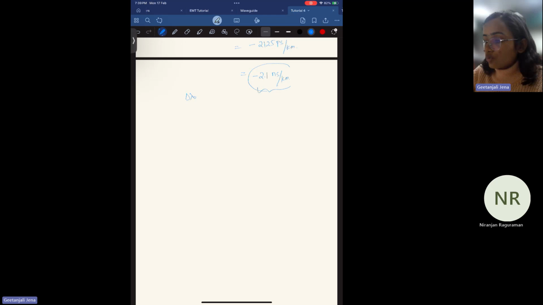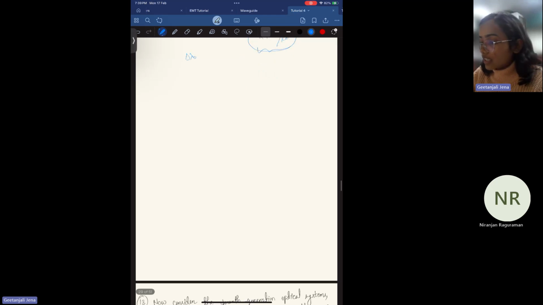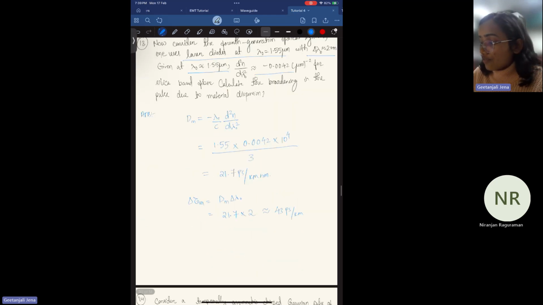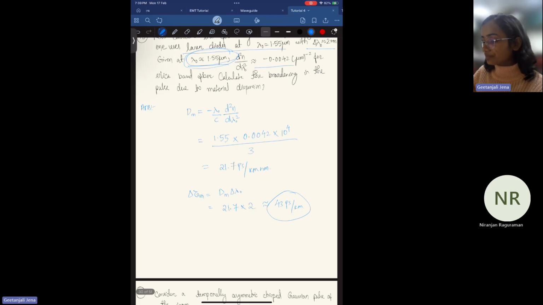So here we have 2.1 nanosecond per kilometer, but here if you see, we have 43 picosecond per kilometer. That means the temporal broadening when the wave propagates is now decreased because we have used a laser, which has a narrower spectral width. And the other thing is we have operated in the low loss optical window, which is 1550 nanometer. Okay, so this is the question.